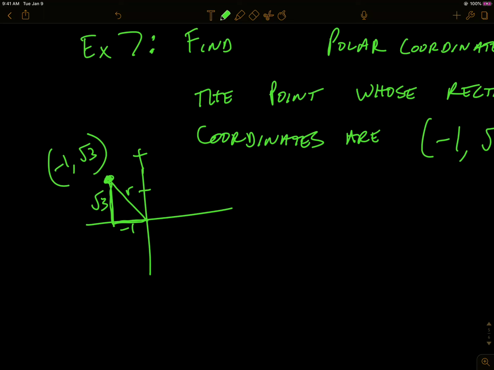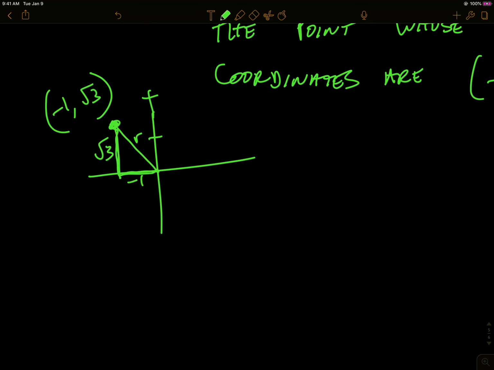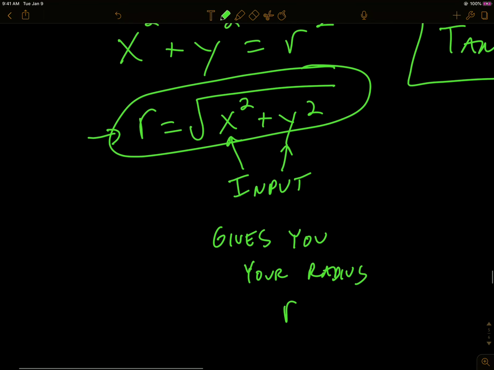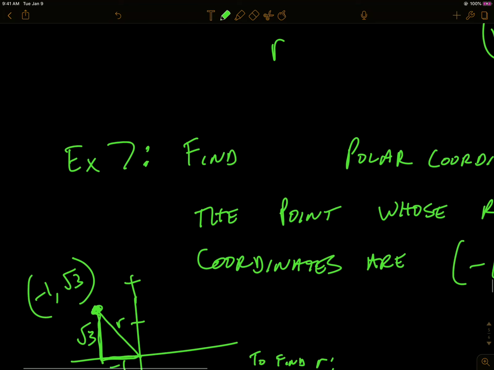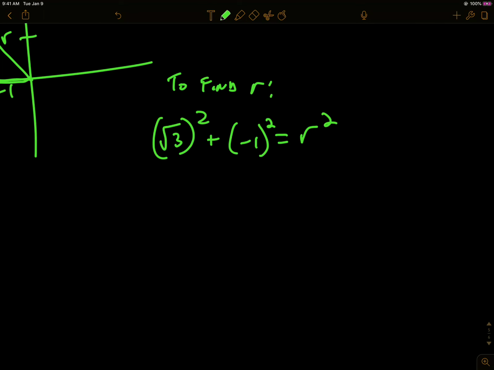So let's start with that. We plot the point as step 1. Step 2, we're going to then do our Pythagorean theorem on this to find r. So to find r, we're going to go root 3 squared plus -1 squared equals r squared. Again, you could just plug it straight into this formula if you want as well. It's all the same thing. Root 3 squared is 3. 1 squared is 1, so I get r squared. 3 plus 1 is 4. So I get r equals 2.